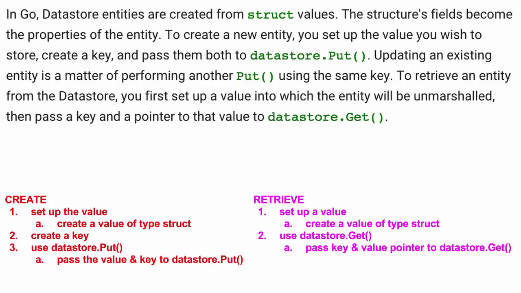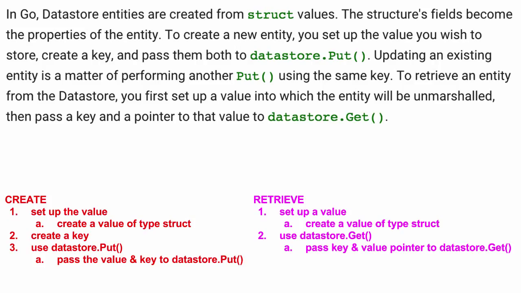So some of the verbiage from the docs on App Engine and NoSQL Datastore, right? In Go, Datastore entities are created from struct values. The struct's fields become the properties of the entity. To create a new entity, you set up the value you wish to store, create a key, and pass them both to datastore.Put. Updating an existing entity is a matter of performing another Put using the same key. To retrieve an entity from the Datastore, you first set up a value into which the entity will be unmarshaled, then pass a key and a pointer to that value to datastore.Get.